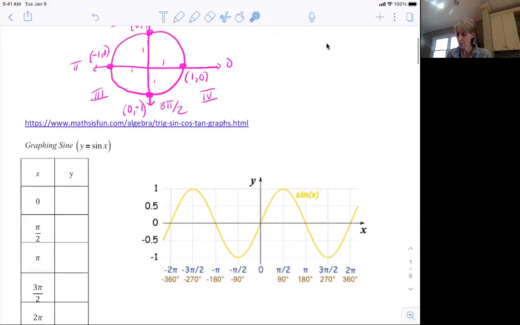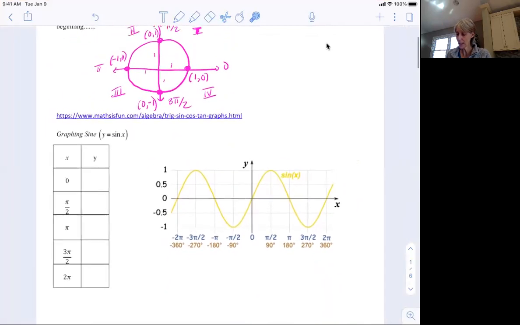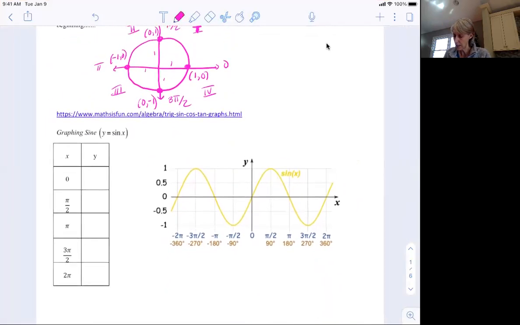So if we fill out our table of values for our basic sine curve, at 0, the sine is 0. At pi over 2, the sine is 1. At pi, we're back down to 0. At 3 pi over 2, -1, and back to 0. What this means is 0, opening up to 1, back down to 0, down to -1, and continuing on and on in either direction. So these are our key points on our graph.